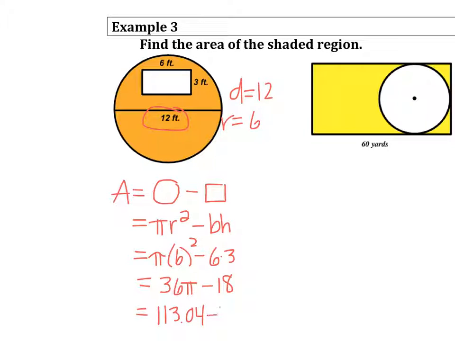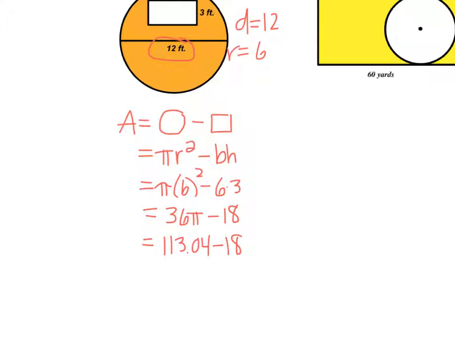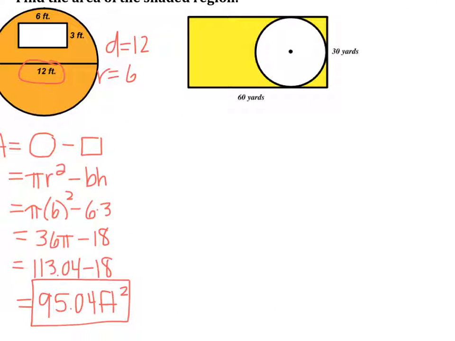So I have 113.04 minus the 18. That's going to give me an area of 95.04 feet squared. An area is squared because you're literally finding out how many 1 by 1 squares fit inside an object. In the second picture, kind of things have changed, have flipped a little bit.